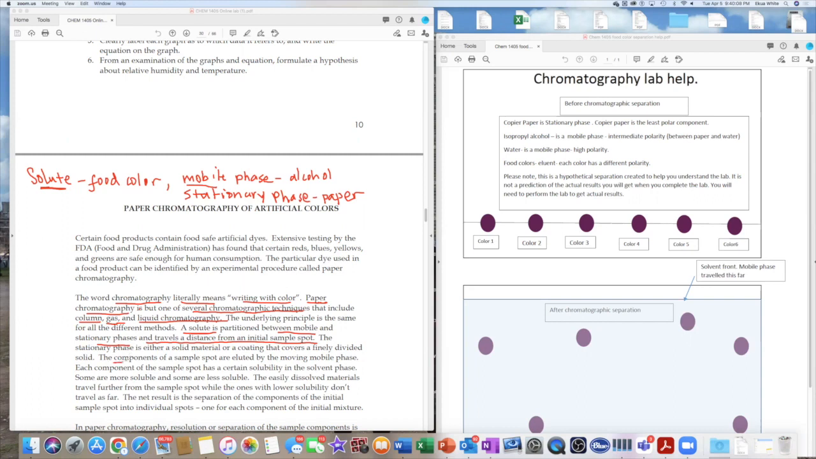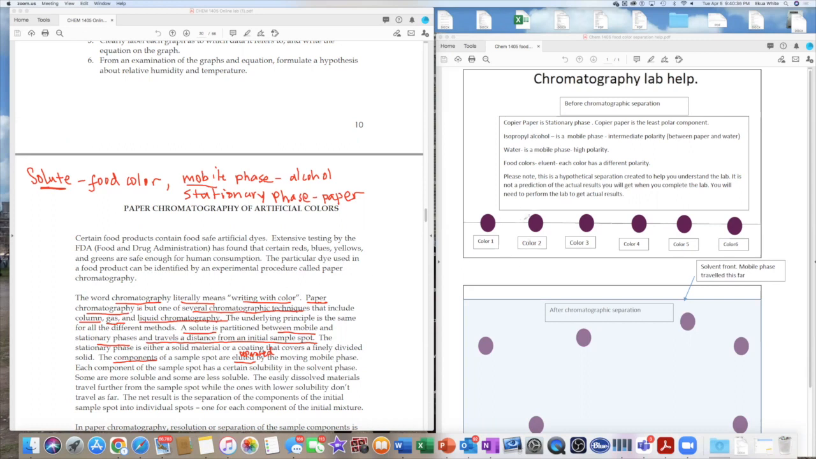So the components they're referring to here is your food coloring may be made up of more than one color. In that case, the different colors that come together to make your food coloring, that'll be the components, are separated. Eluted means separated by the moving mobile phase, okay?